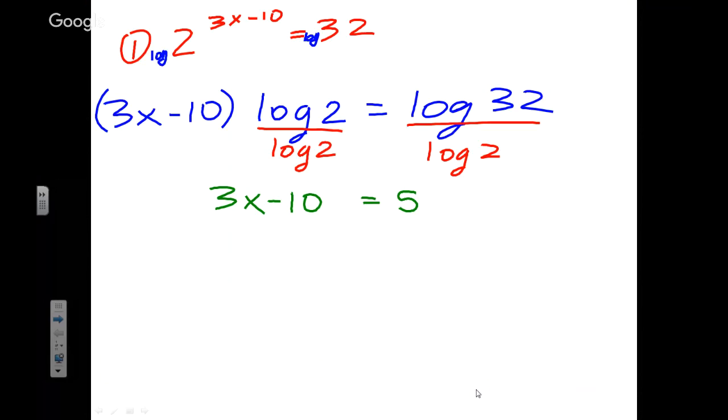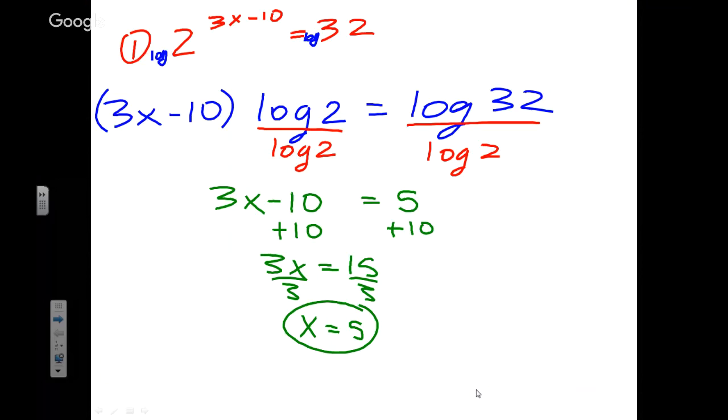So now I've turned this into an easier Algebra 1 problem. So I got 3x equals 15, x equals 5. And just so we are clear, if you had the B version, the other version, you should have gotten the same answer. Okay. Any questions on that? So again, we're logging both sides to get that exponent down.